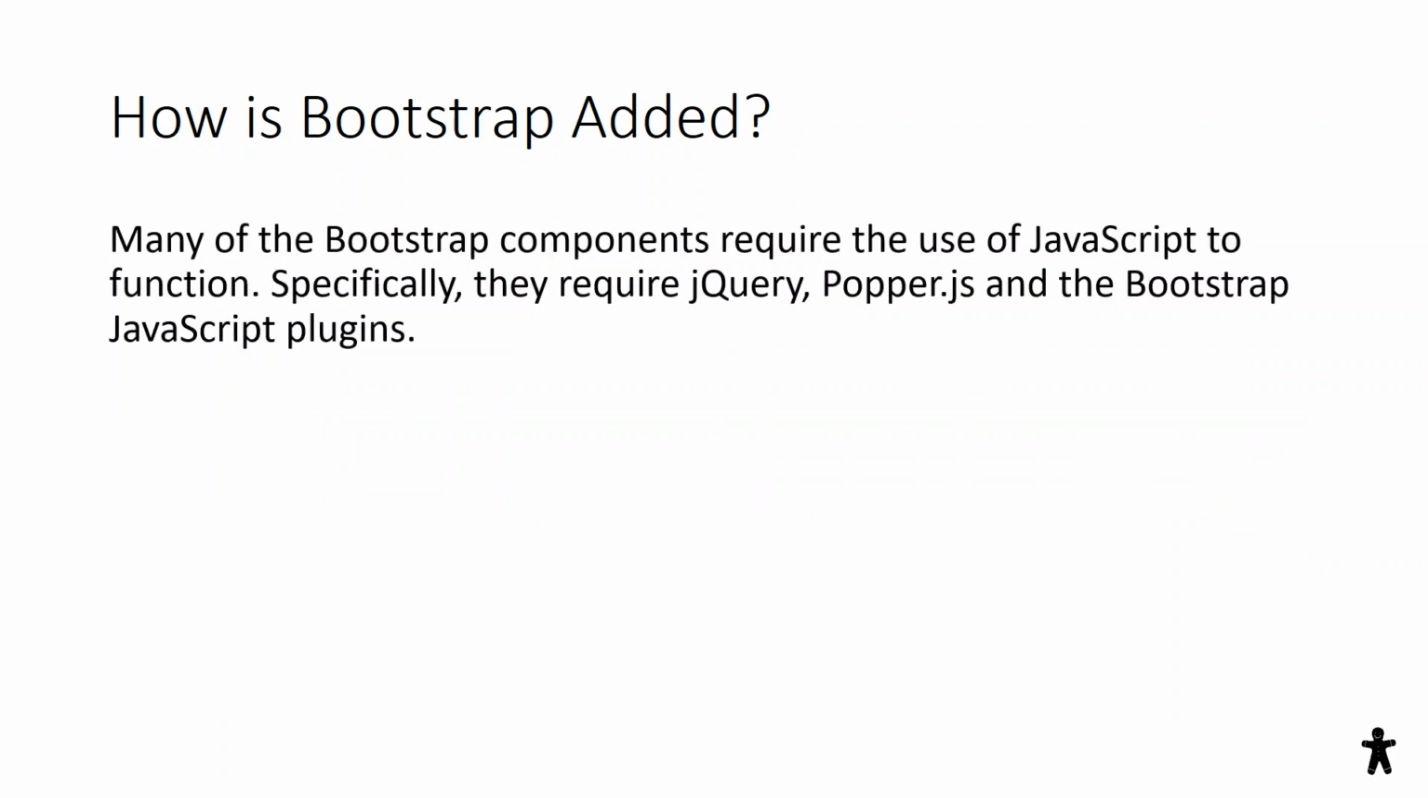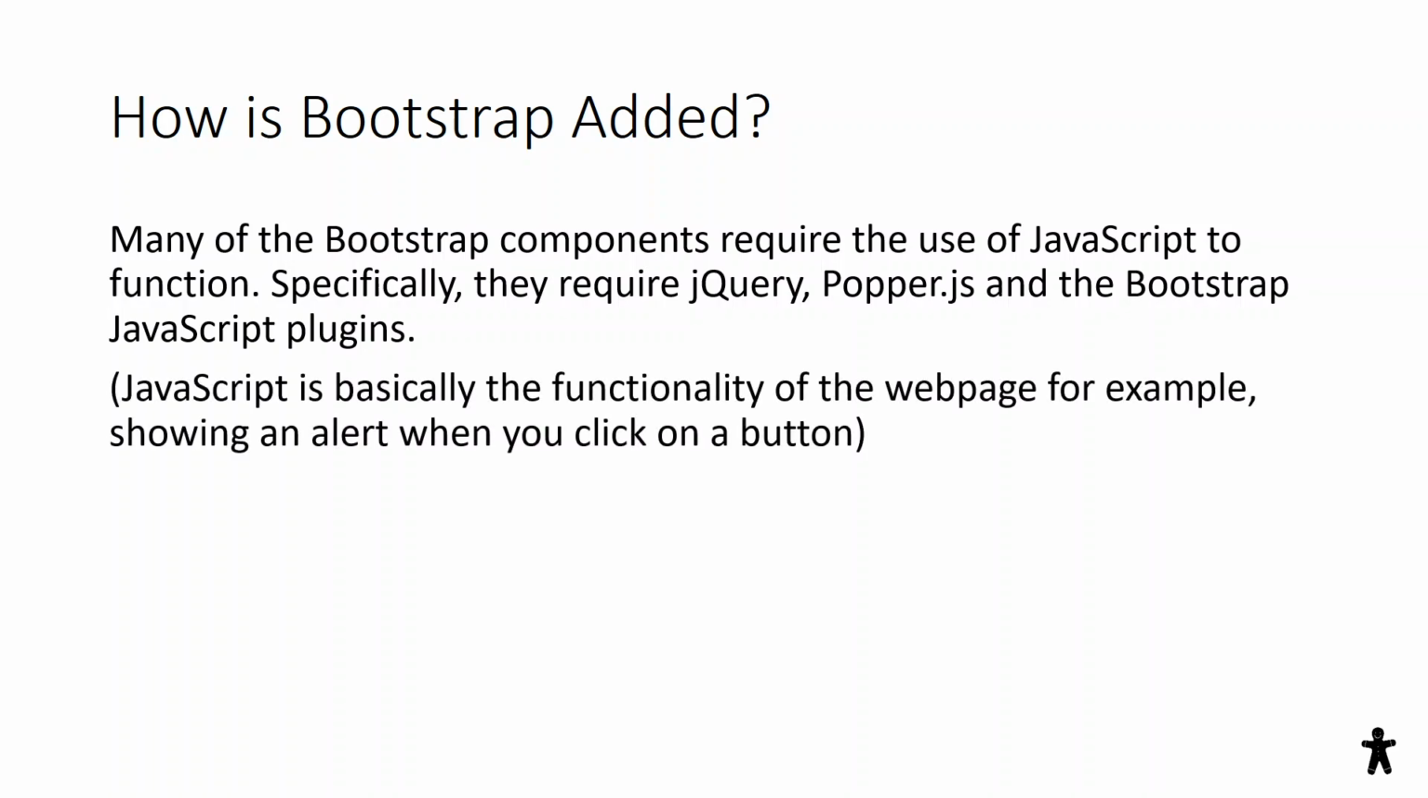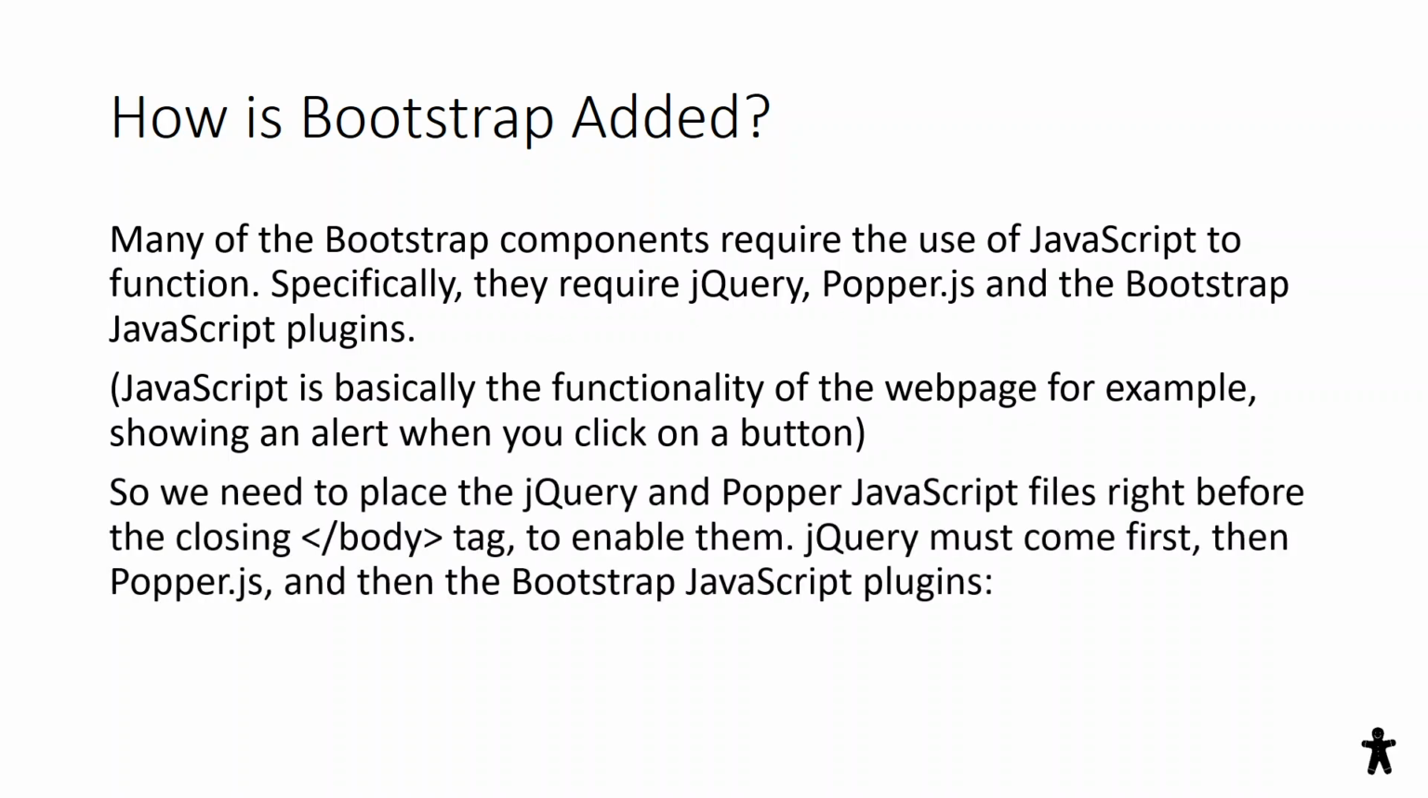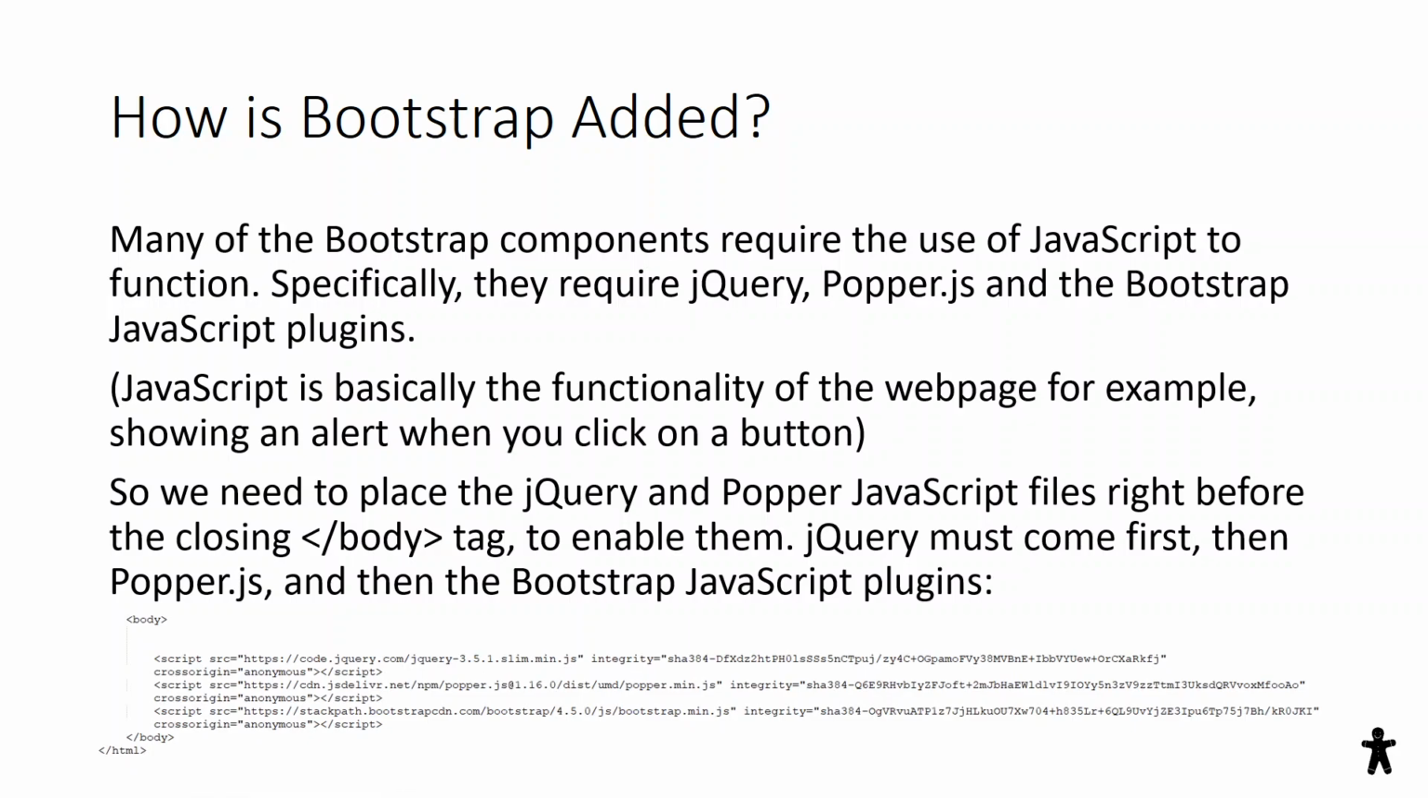Many of the Bootstrap components require the use of JavaScript to function. Specifically, they require jQuery, Popper.js, and the Bootstrap JavaScript plugins. Now, JavaScript is basically the functionality of a web page, for example, showing an alert when you click on a button. So, with that said, we need to place the jQuery and Popper JavaScript files right before the closing body tag to enable them. jQuery must come first, then Popper.js, and then the Bootstrap JavaScript plugins. We'll get into this once we start with the coding.